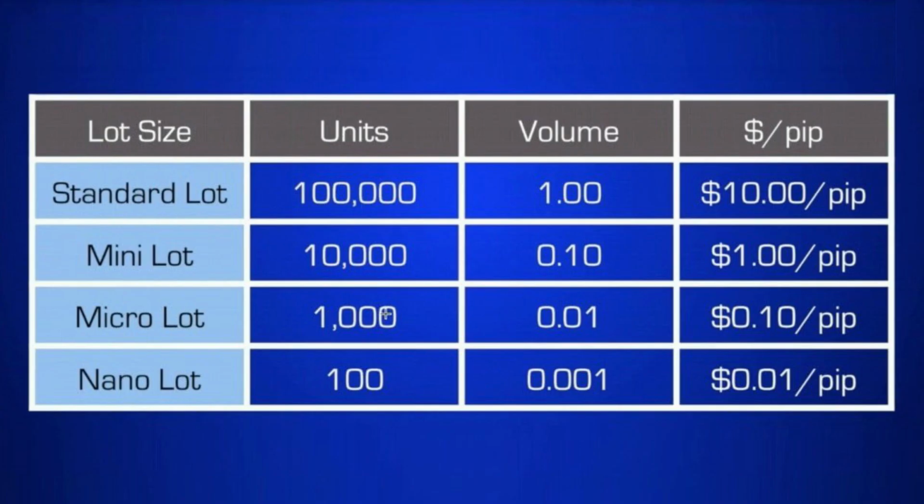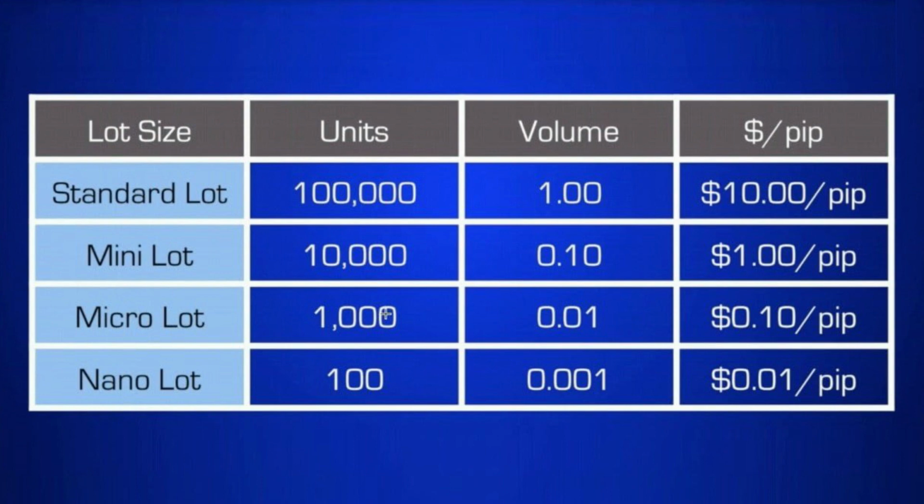What is a lot size? A lot size represents the units of any currency. We have the standard lot, the mini lot, the micro lot, and the nano lot, where the standard lot represents 100,000 units of that currency. The mini lot represents 10,000 units of that currency. The micro lot represents 1,000 units of the currency, and the nano lot represents 100 units of the currency.